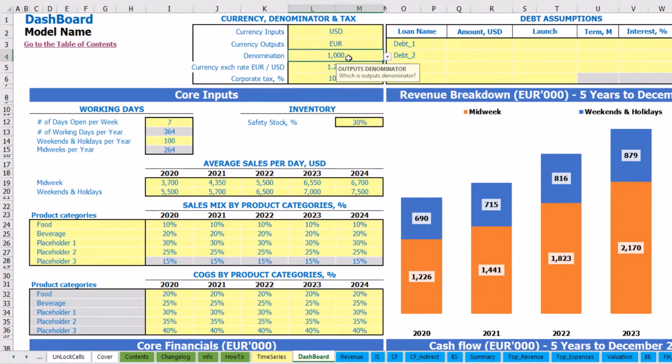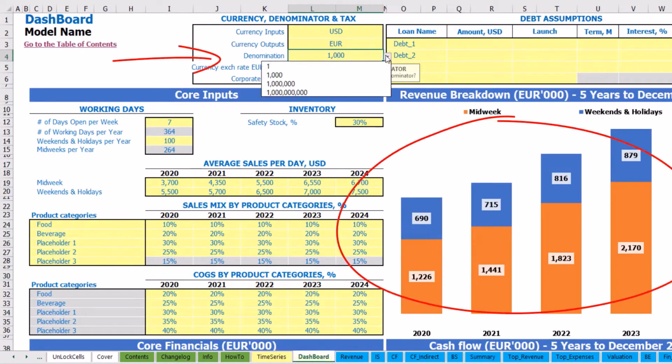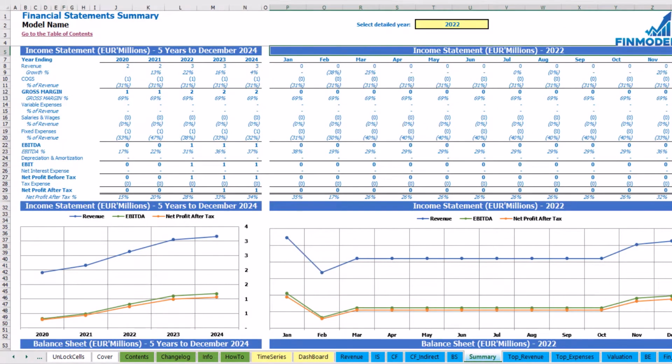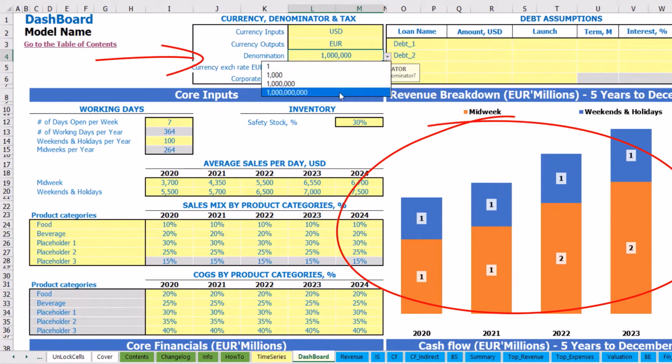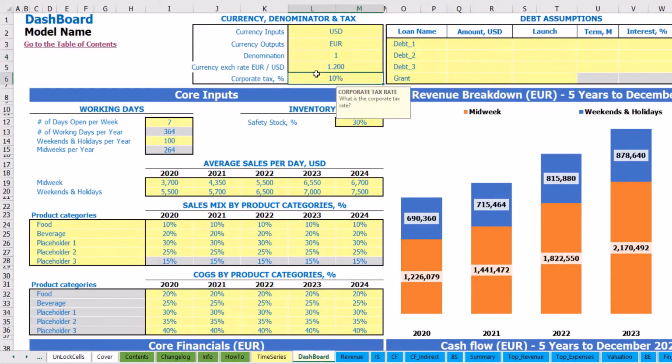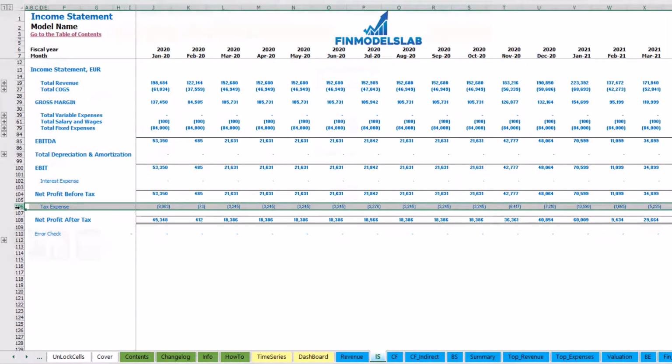Additionally, you have denomination, which means that you can denominate all your outputs on the reports. In this example, denomination is 1000, meaning that your outputs are denominated by 1000. You can select millions. You may see that now it is in $1,000,000. You can set also billions or without any denomination. Additionally, you have corporate tax setup. You can change this number and this will impact tax expenses in your income statement.